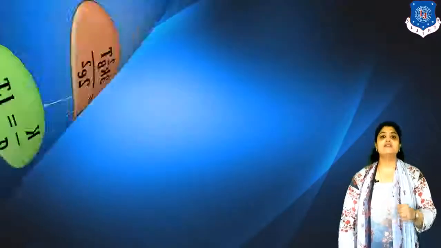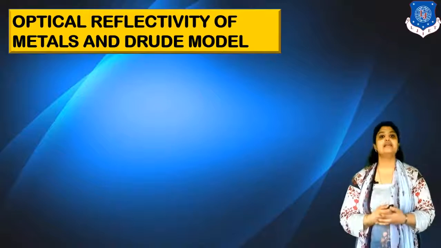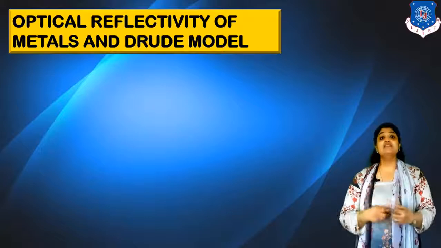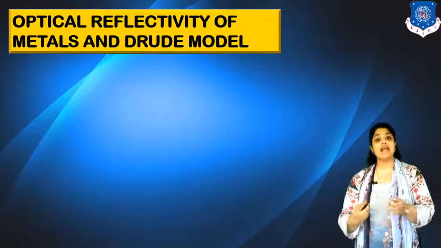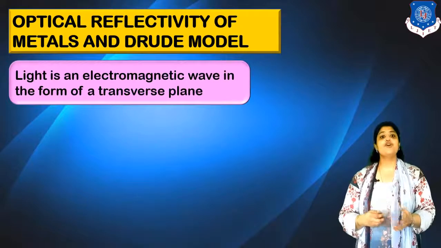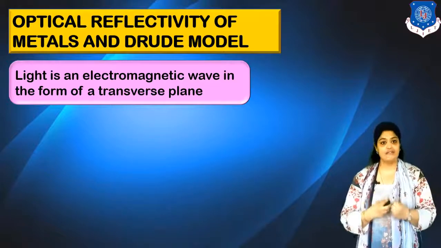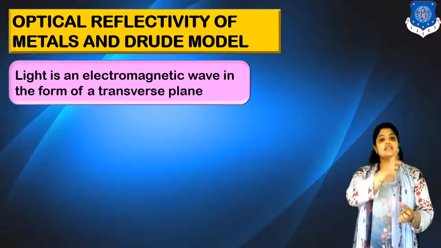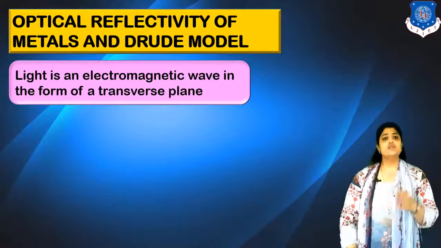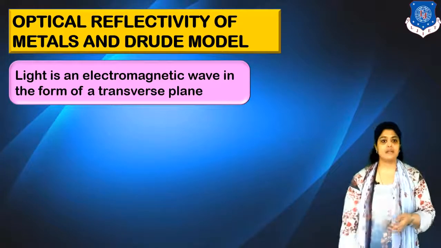Now let's see the fourth application of the Drude model, which says optical reflectivity of metals and the Drude model. What do you mean by the term optical reflectivity? It deals with the interaction of metals and light. Light is an electromagnetic wave in the form of a transverse plane. What is light? Light is nothing but an electromagnetic wave. You can say light travels in the form of a transverse wave, which is formed of crests and troughs. So it is nothing but an electromagnetic wave only traveling in a transverse plane.